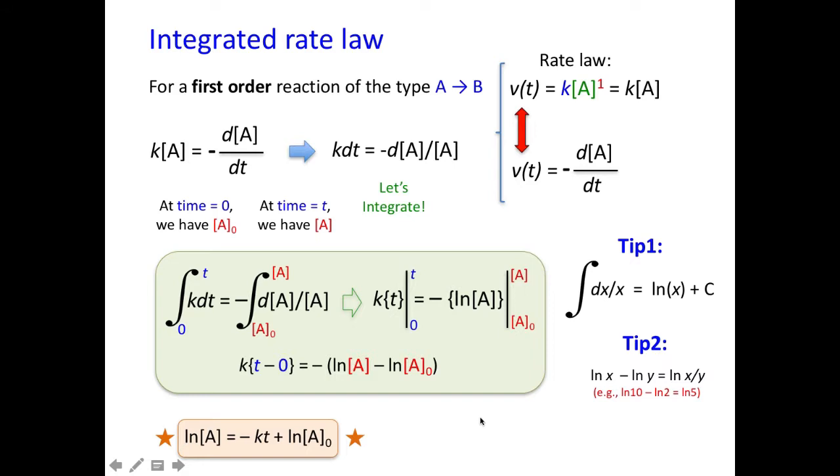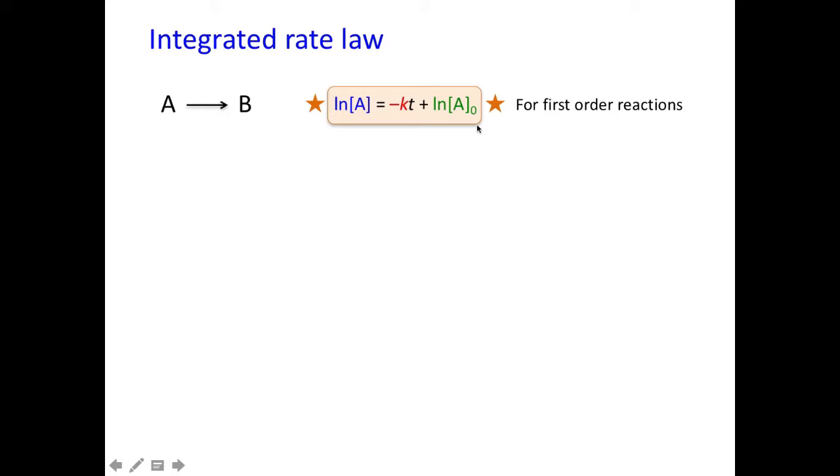Actually, we could use it to get this second expression. They are basically the same. I just use this property of the logarithm to have this other expression. So both expressions are the expression for the first order reaction. Sometimes we see this here, sometimes we see this here, but they are equivalent, they're the same. Now, we have derived the integrated rate law for first order reaction. What can we do now?